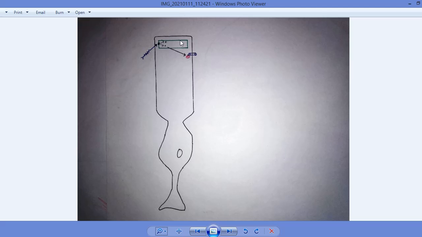Rods and cones consist of an inner layer and an outer layer. This is the outer layer and this is the inner layer. The inner part also consists of the cell body and the synaptic end. The rod and cone consist of a large number of discs, and those discs contain the pigments.